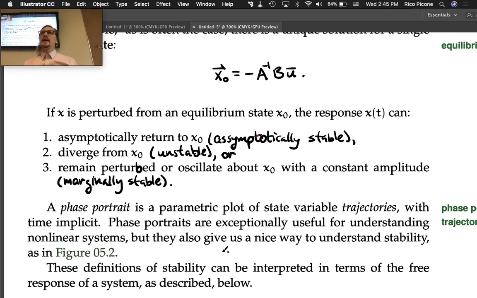Now, a phase portrait is a parametric plot of state variable trajectories with time being implicit. You guys have done parametric plots before, right? Like, you did cardioid plots and stuff. Pre-calc, is that when you do that stuff?